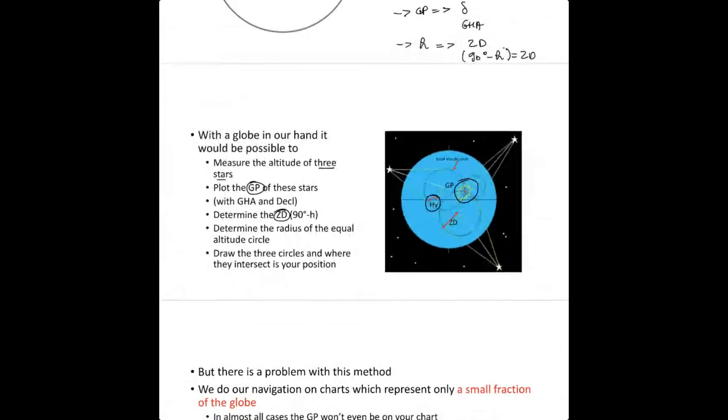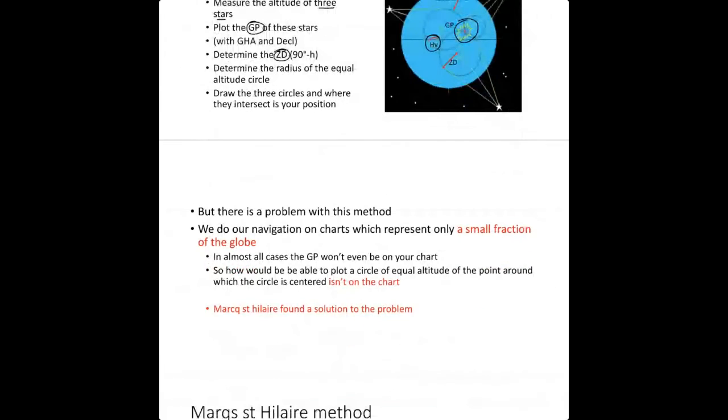But of course, we know that this is very impractical, and that there is a problem with this method, because in navigation we don't have the globe in our hands, and we do our navigation on charts that only represent a small fraction of the globe. So almost in all cases, even the geographical position won't fit on our charts. So how do we go about it? We should be able to plot only a small part of the equal altitude circle. How can we do this?